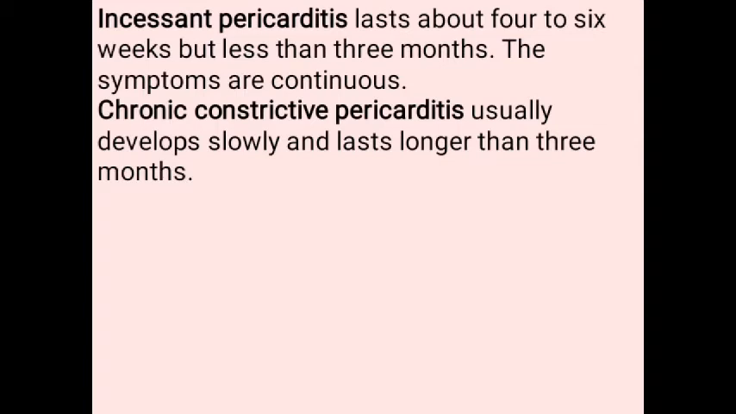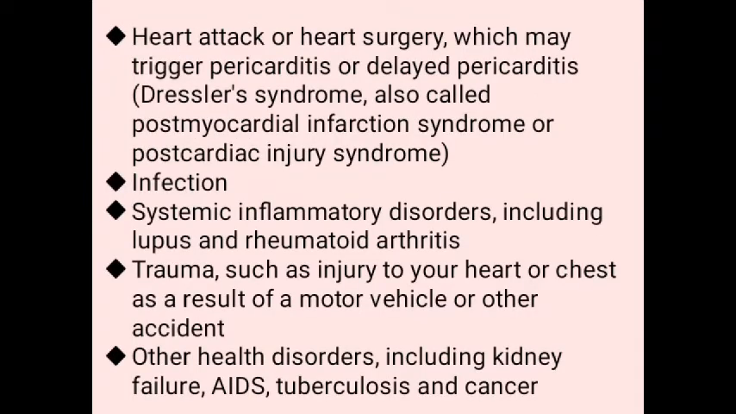Quite alright. With acute, there will be signs and symptoms, but they end within 3 weeks. With recurrent, there are episodes, but no signs and symptoms in between manifestations. With incessant pericarditis, it lasts more than 3 weeks with continuous signs and symptoms of inflammation. And lastly, there is chronic constrictive pericarditis, which is of long duration and lasts longer than 3 months. So these are the 4 classifications of pericarditis that we can talk about.